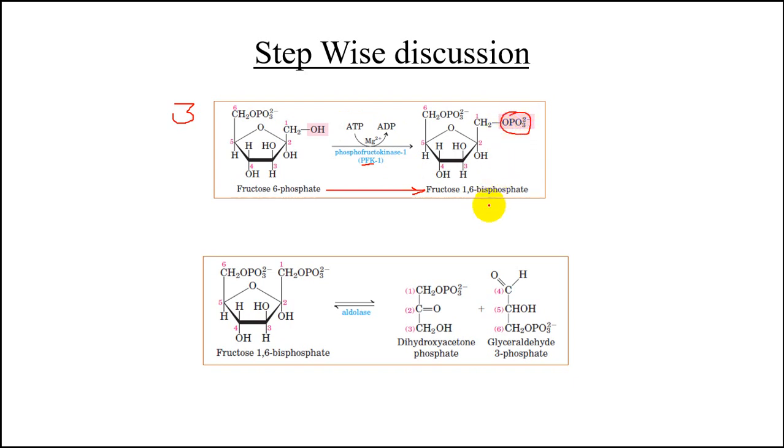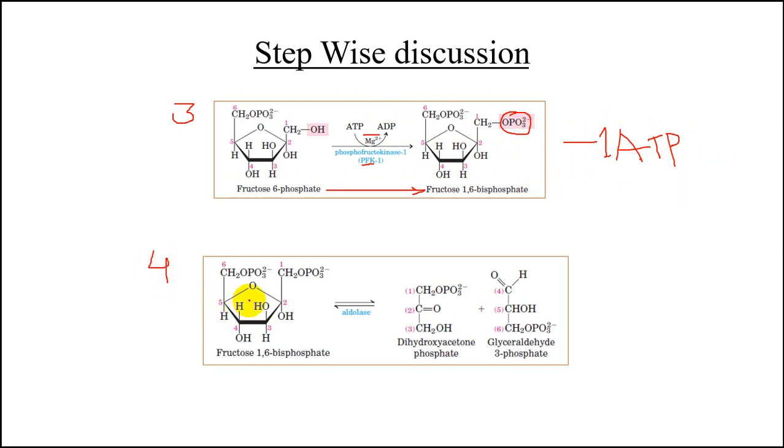Okay, and the magnesium ion acts as a cofactor, like it was acting in the first step. So one ATP is consumed in this step also, during the conversion from fructose 6 phosphate to fructose 1,6 bisphosphate. Here also minus 1 ATP is consumed in the third step. So till now 2 ATPs are consumed.